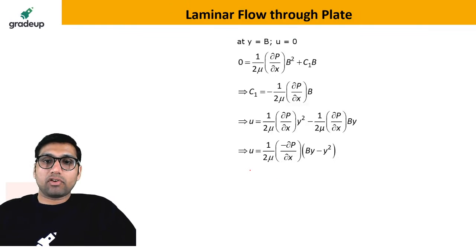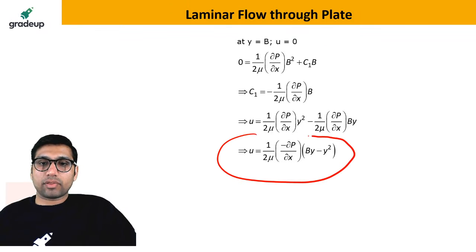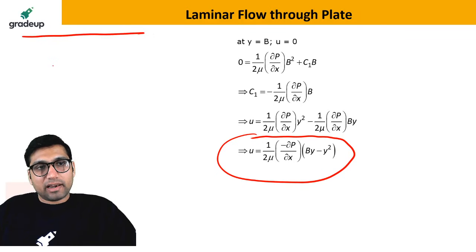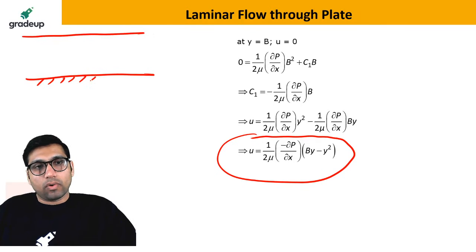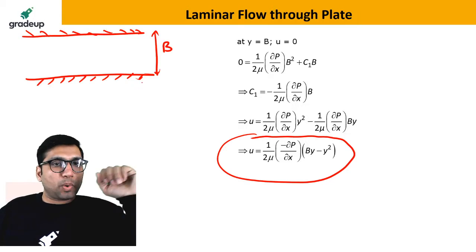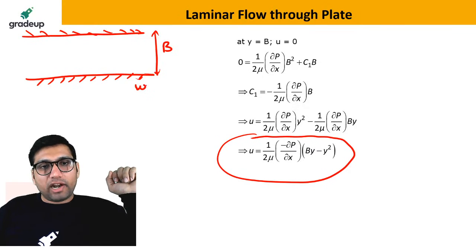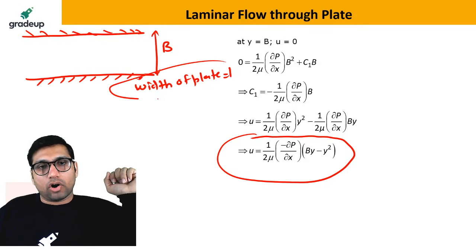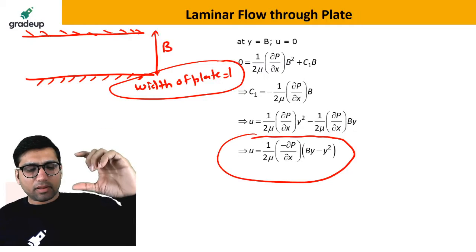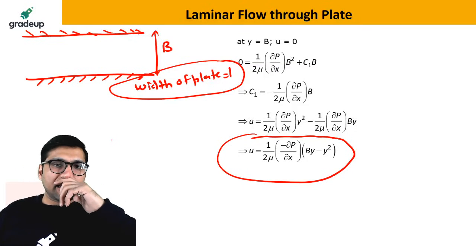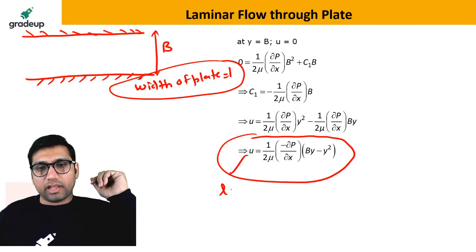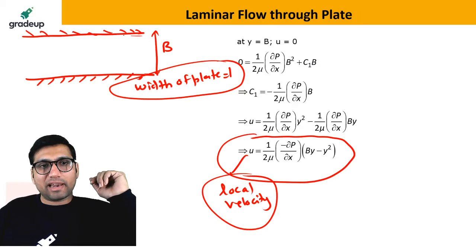So the velocity variation, you will be getting this. Local velocity is equal to this. If we have two parallel fixed plates, both plates are fixed and situated at a distance of b from each other, that is the thickness between the two plates. We can say that the width of the plate is unity. We can say the plates have very little width, so we take it as unity.